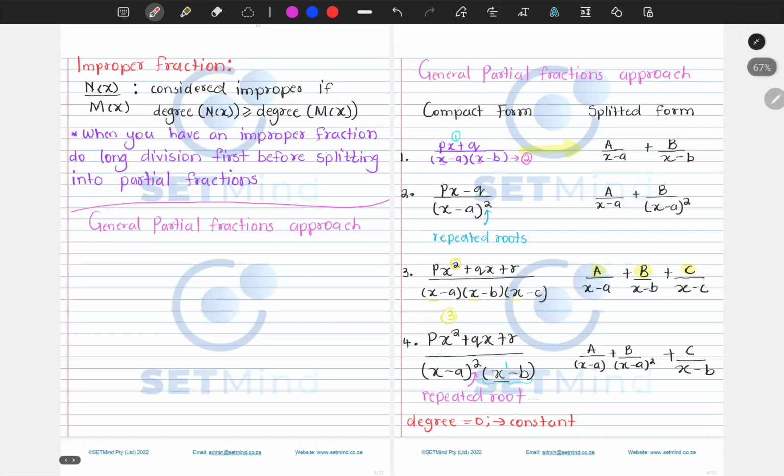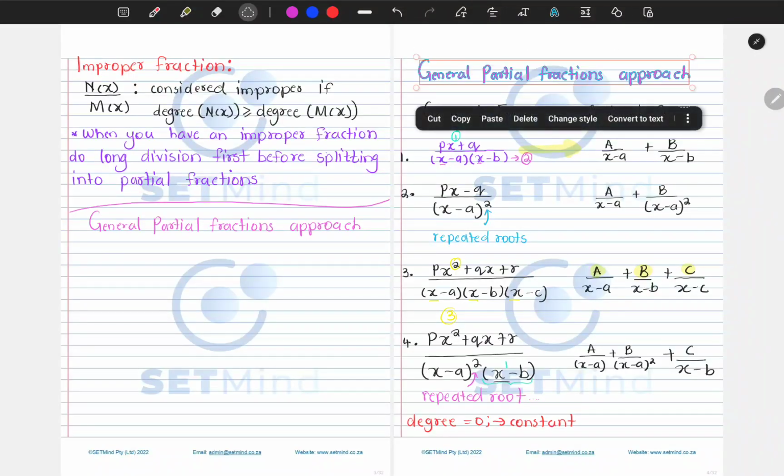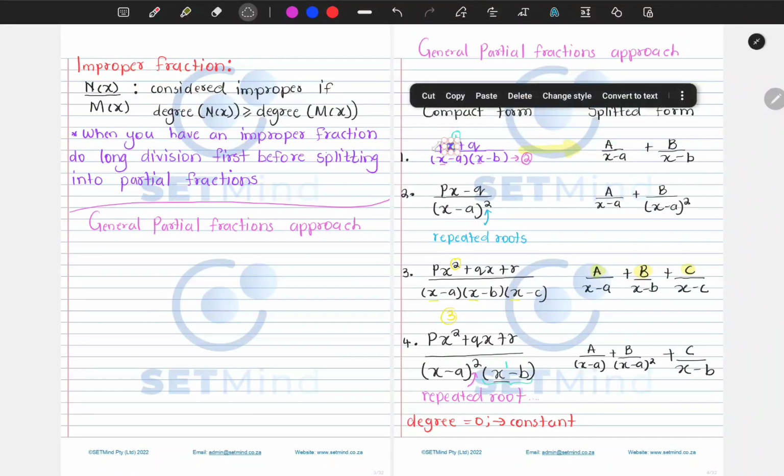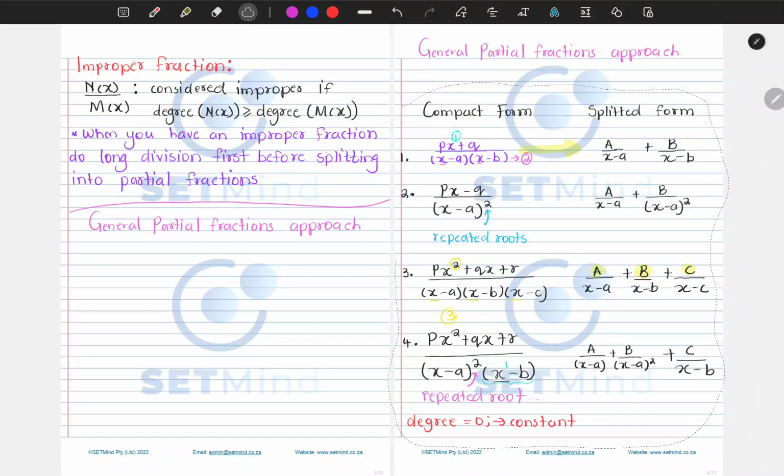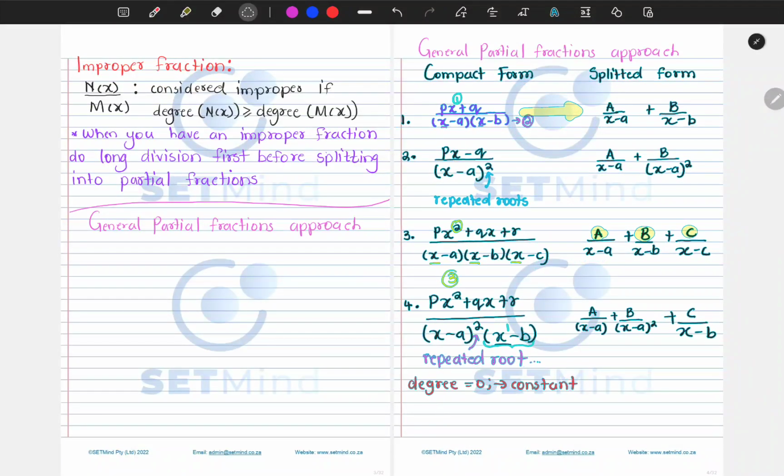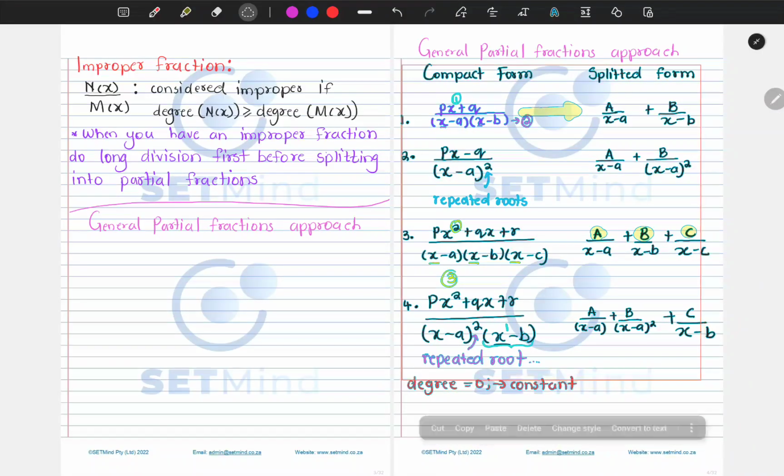So let's go to number 5. Maybe let me create some space here, and we wrap this up on this page. Let's have a look at number 5, and see what we get.